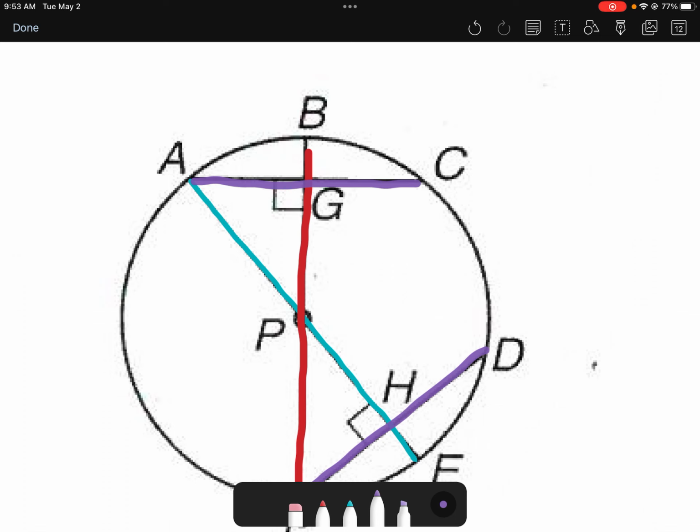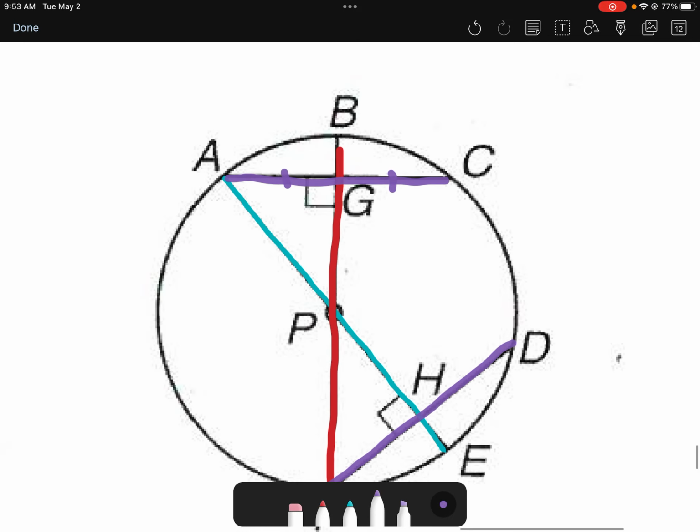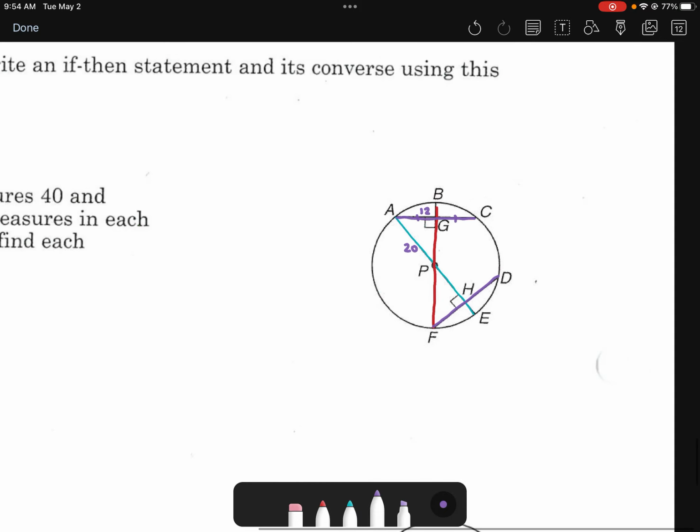Okay, well, if you have a diameter, that's the red segment, and it's crossing a chord at a right angle, that's that purple segment, the chord, then these two pieces are the same. And we said that that whole length, that purple guy was 24. That means each of these is 12. And we know that the diameter is 40, so the radius would be 20. So I'm going to put a 20 right here because A to P is a radius.